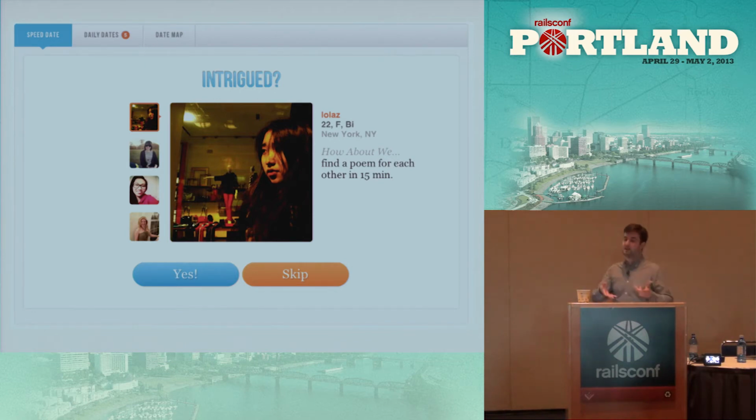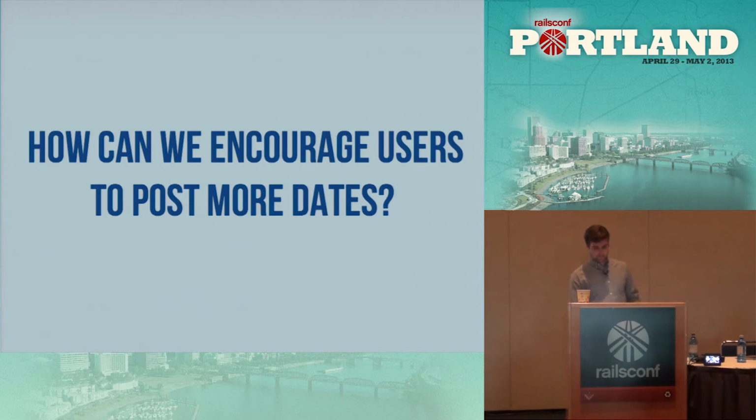So then we took that data and we said, okay, great, can we do another algorithm that improves for both? Can we say, show newer people in New York, show older people in Kansas, and kind of balance it out? And ultimately we did. So another thing we want to do is, how can we encourage users to post more dates? Same kind of thing. You're active on the site, people are going to like you, you're going to have a better experience.